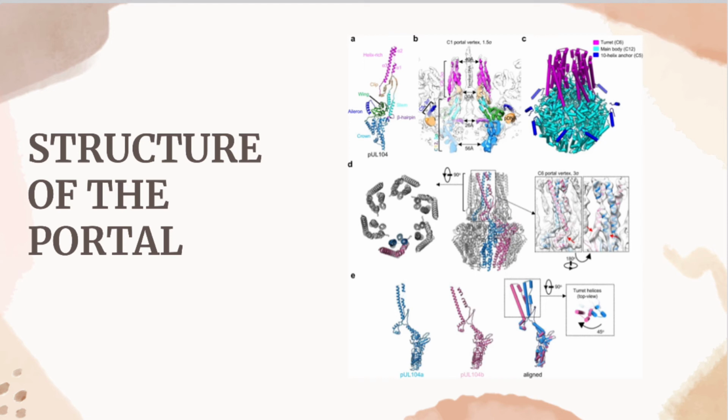Two conformers of the 12 PUL-104 molecules are highlighted in blue and pink respectively in situ. Density map of the portal vertex, and the model of the box region showing density connection between the turret and main body as indicated by red arrows.